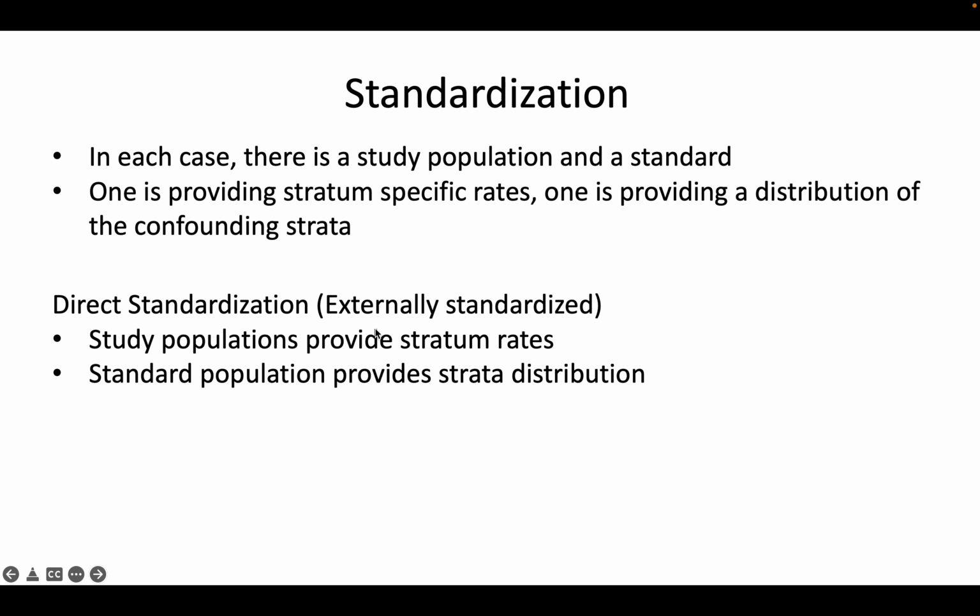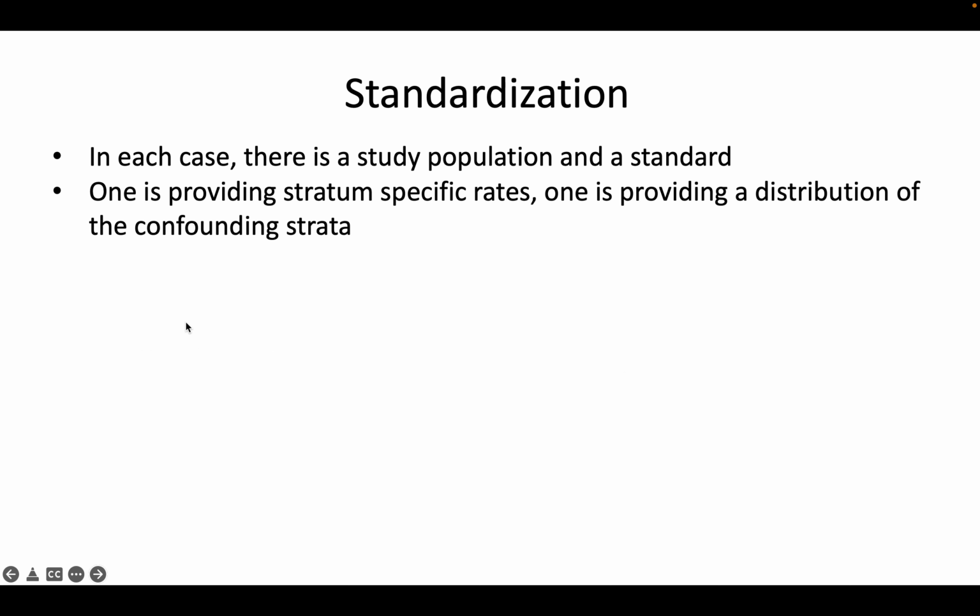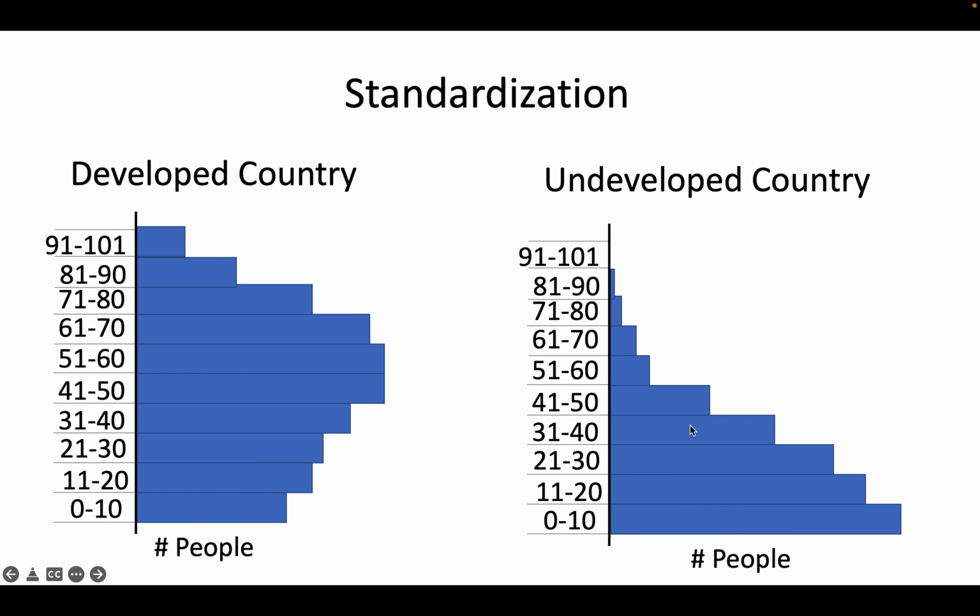So you're basically asking, would the crude overall rate differ if they had the same age distribution in this developed and undeveloped country? So we're forcing these two distributions to be similar by using a third distribution. We're taking the rates here and applying the distribution of this third standard in order to make the distribution in this developed and undeveloped country similar. And this will become more clear when I do my example.